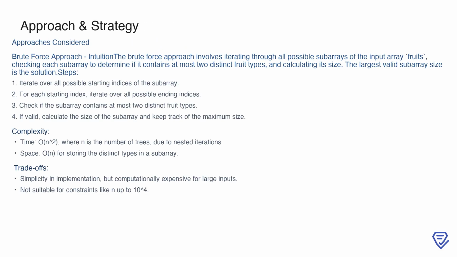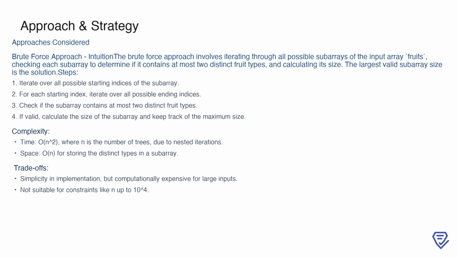To solve the problem of finding the largest subarray containing at most 2 distinct fruit types, one approach we can consider is the brute force method. The idea here is straightforward: iterate through all possible subarrays of the input array and check each one to see if it meets the condition of having 2 or fewer distinct fruit types. If it does, we calculate its size and keep track of the largest valid subarray we find.